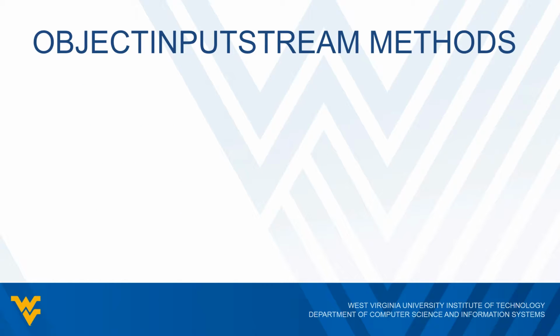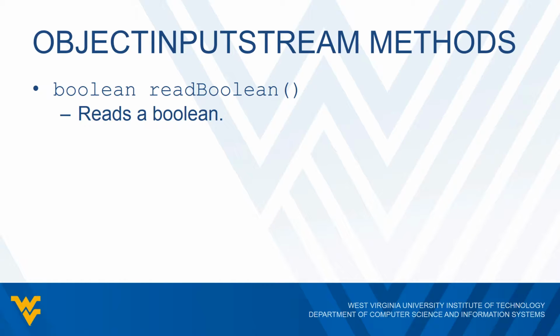We'll take a look at some of the object input stream methods, but what we're going to see here is they're pretty much the exact opposite of what the methods for the object output stream are. We're just reading instead of writing. And once again, this is not a complete list of methods, but these are some of the more common ones that you may end up using in programs. So we do have the readBoolean method. So this is going to read and return some boolean that we've read from the file.